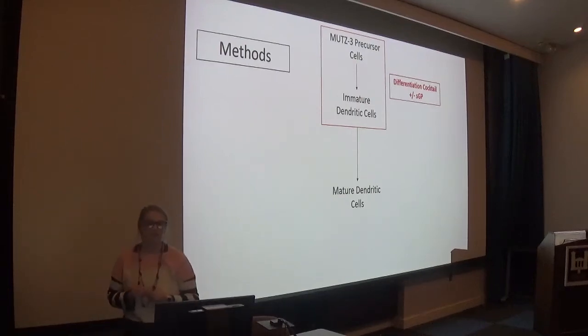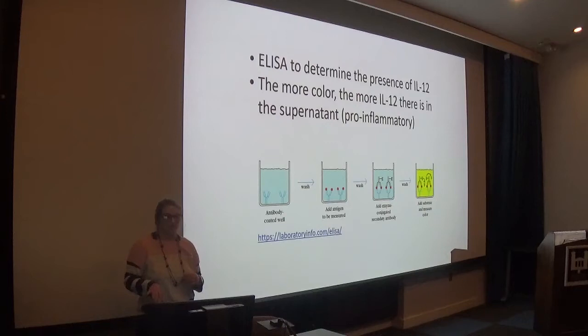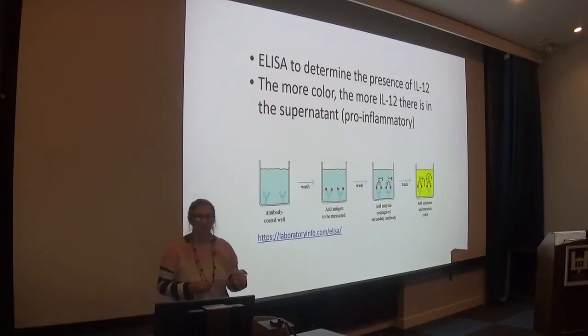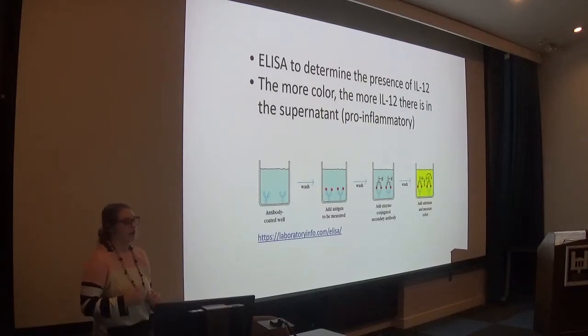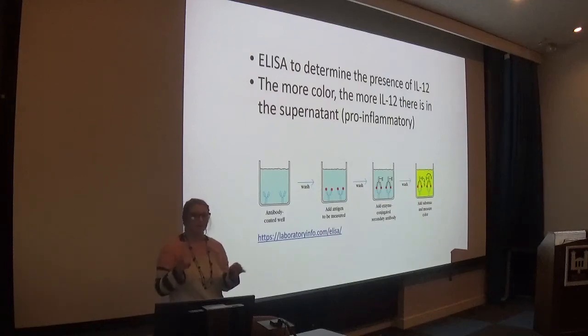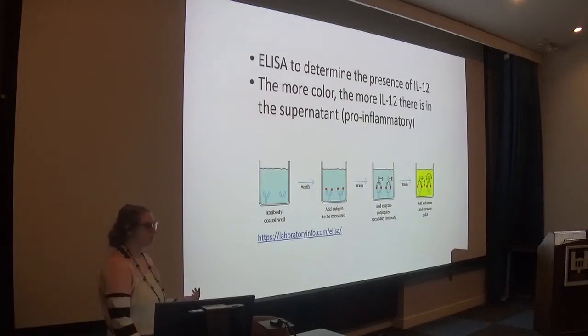To do that, we had a differentiation cocktail, and then we added or didn't add sGP. And we did 2 experiments to see how dendritic cells were affected. One was an ELISA, where you look for certain cytokines present in the supernatant of these dendritic cells. We specifically looked for IL-12. IL-12 is a pro-inflammatory cytokine, which means whenever this is being secreted by the dendritic cells, there's an infection and it needs these other cells to come fight it.